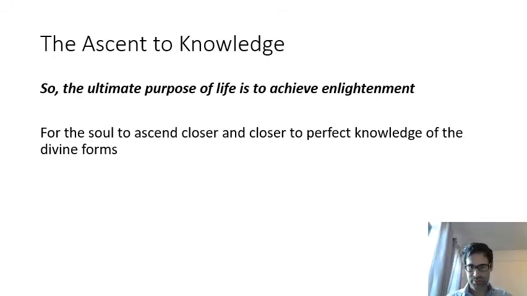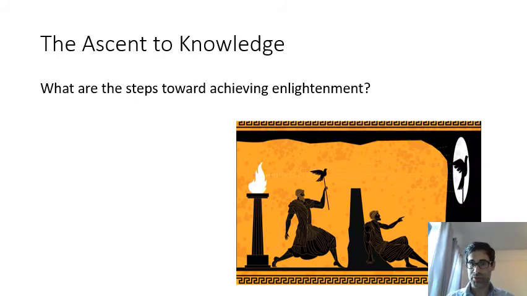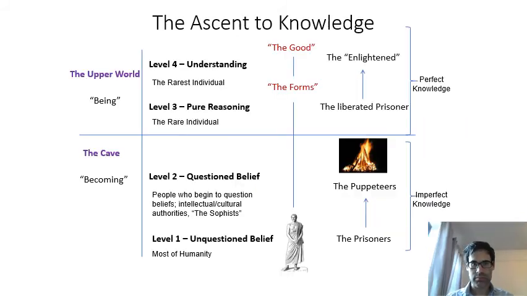All right, so let's talk about Plato's third major teaching, the Ascent to knowledge. So the ultimate purpose of life for Plato is to achieve enlightenment, for the soul to ascend closer and closer to perfect knowledge of the divine forms. And what are the steps toward achieving enlightenment? Well, we're not going to go over this diagram right now, but in another presentation we will talk more about the steps upon which the philosopher ascends toward perfect knowledge.